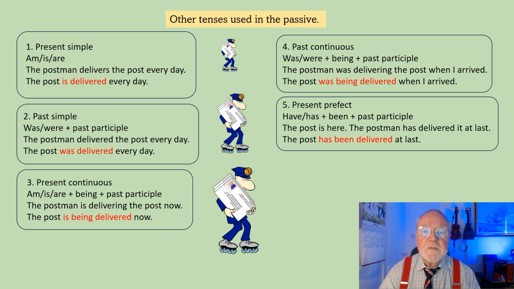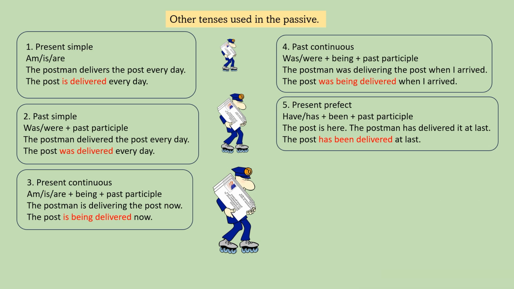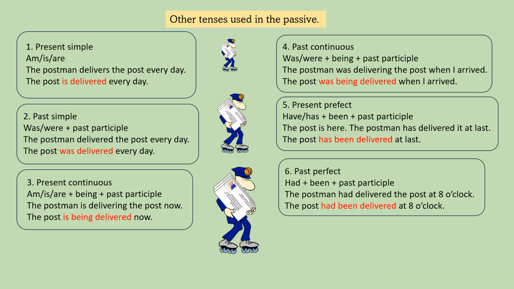Present perfect. The post is here. The postman has delivered it at last. The post has been delivered at last. Past perfect. The postman had delivered the post at 8 o'clock. The post had been delivered at 8 o'clock. And just to remind you, when you have a verb with two objects, the postman gave me some letters. We prefer the personal pronoun first. I was given some letters.